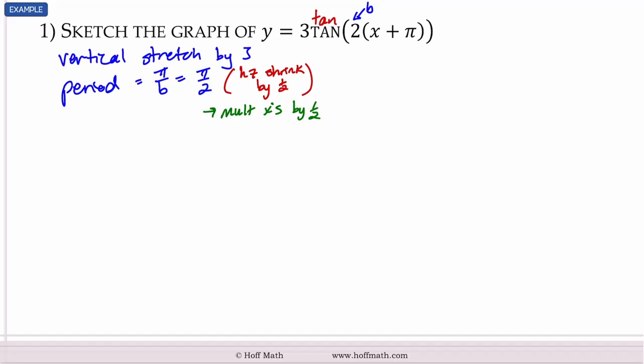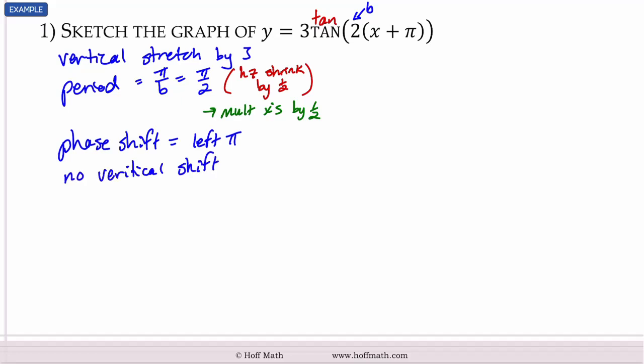We do have a horizontal shift or phase shift, we could call it either one. And that's going to be left pi or negative pi. I would accept either one for my students. And we're going to have no vertical shift.